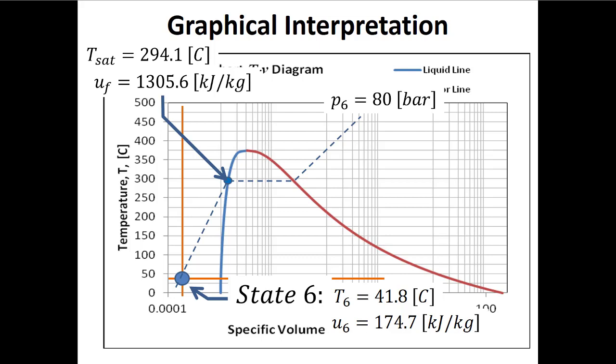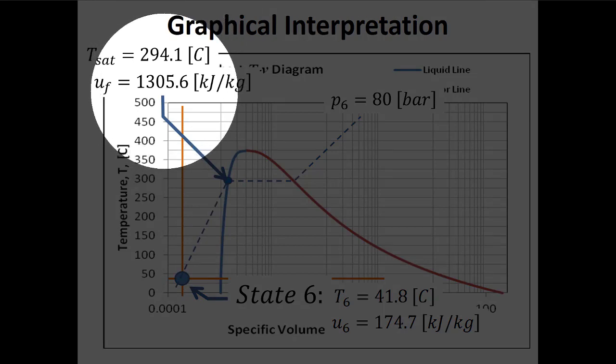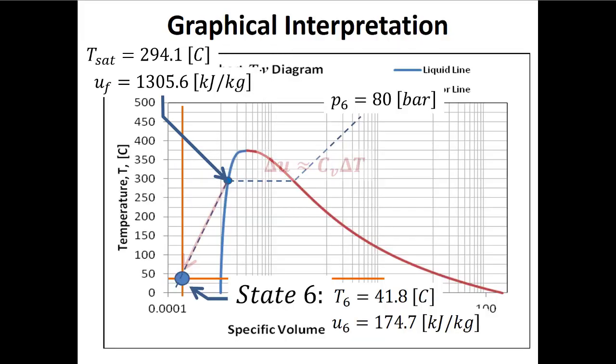pretty easily, find that the temperature here is 294.1 degrees Celsius, and I know that UF, which I look up on that same table, is 1305.6 kilojoules per kilogram. So then I could move between these two points. Because they're both liquids, it's okay to do this. I could see that delta U is equal to CV times delta T, right?